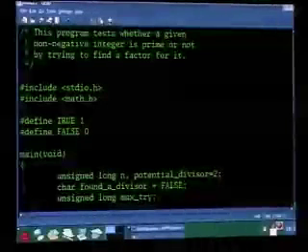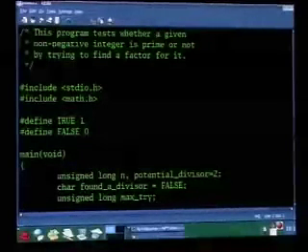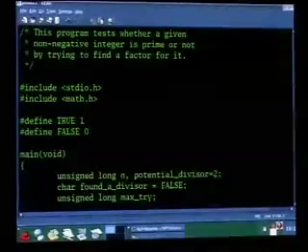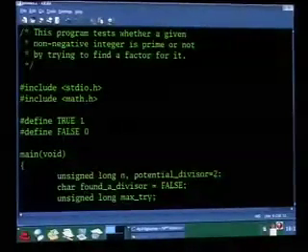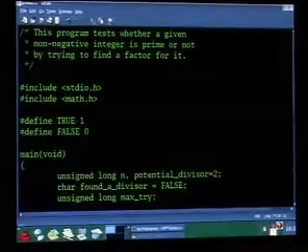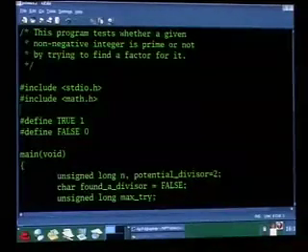So let's now convert these ideas into a C program. Here is the program based on the algorithm that we just discussed. It starts out with a comment as usual saying what the program does. It finds whether a non-negative integer is prime or not by trying to find a factor for it. We have to include the stdio.h file as usual. Math.h we have included because we are going to use the square root function from the math library.